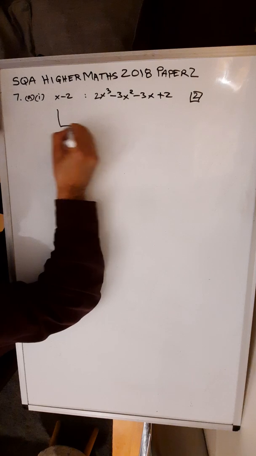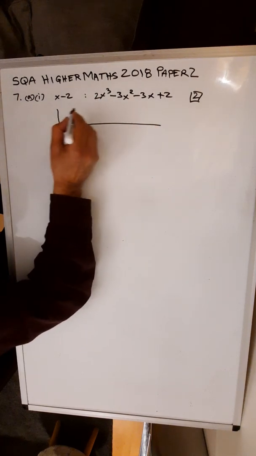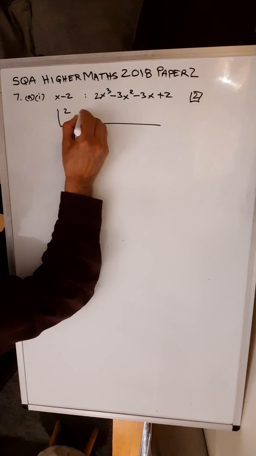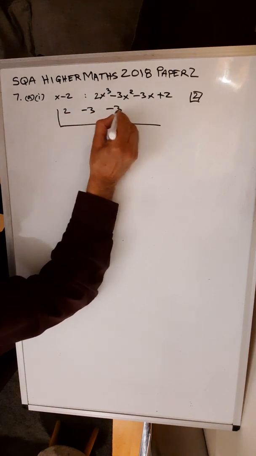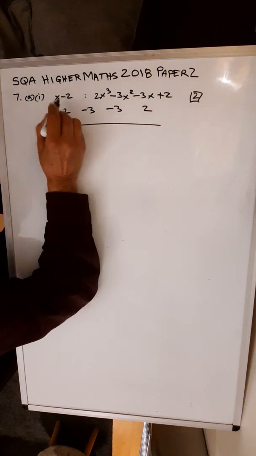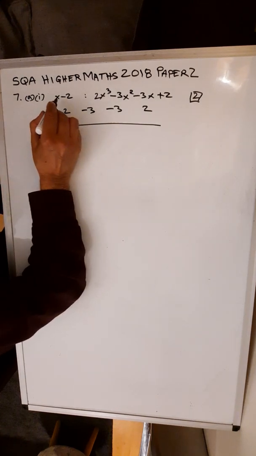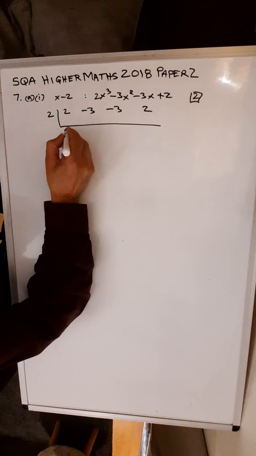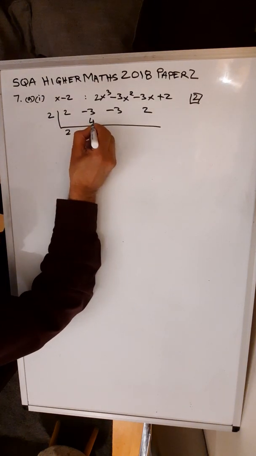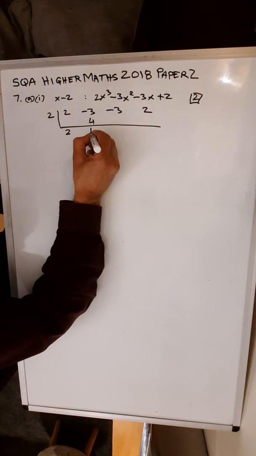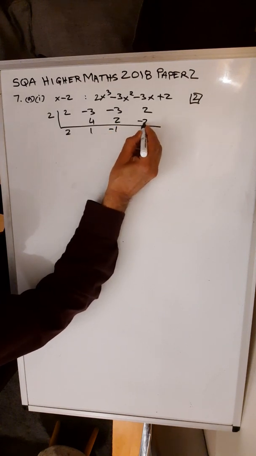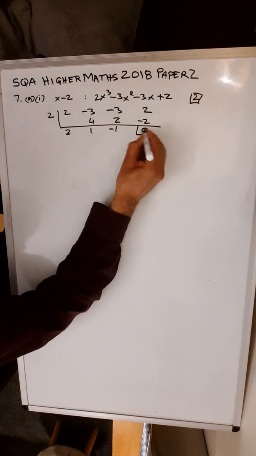So you write down the coefficients of x cubed, x squared, x and the constant: 2, minus 3, minus 3, 2. x minus 2 is equal to 0, so x equals 2 is a root. So you put 2 here. Bring the 2 down, multiply by 2 gives you 4. Add those to give you 1, multiply by 2 gives you 2. Minus 3 plus 2 is minus 1, multiplied by 2 you get minus 2. Remainder is 0.